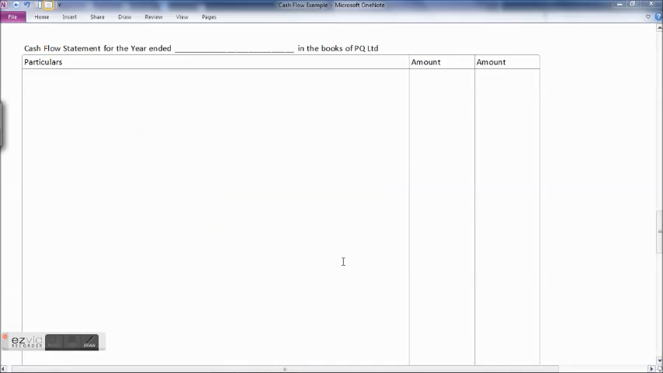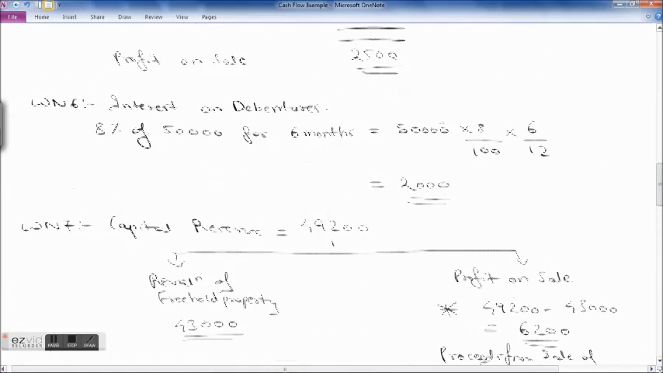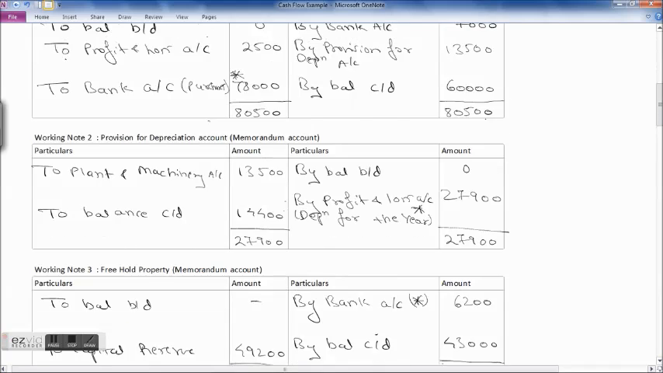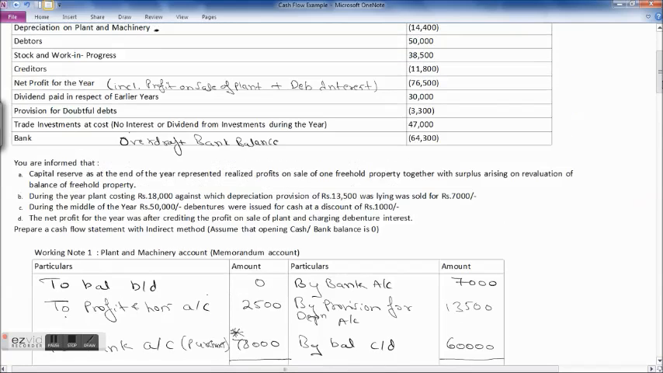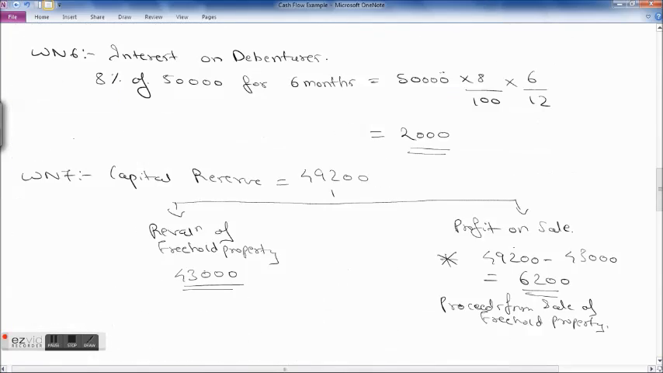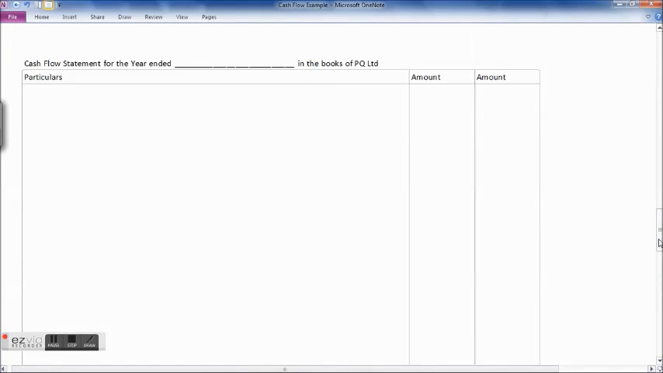For the year ended so and so, in the books of PQ Limited. Okay, let's prepare it. First we'll put the opening balance. Here we are assuming that the opening cash and bank balance is nil. Then first we'll put cash from operating activities.